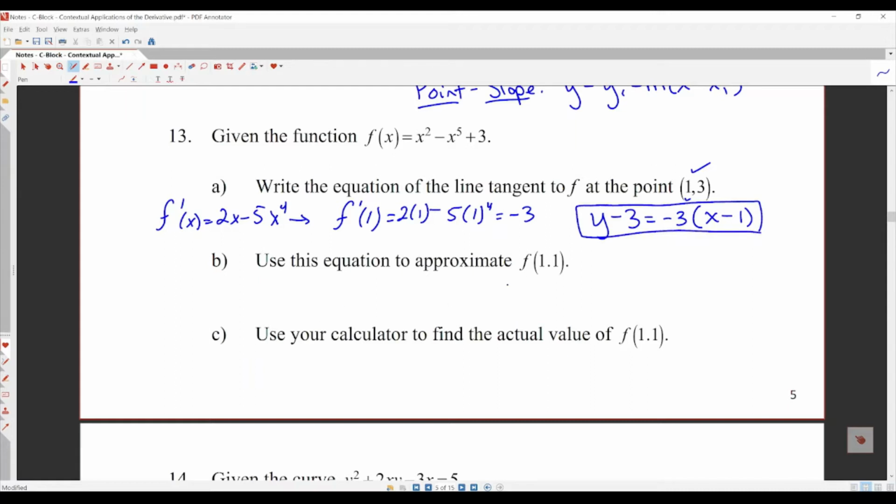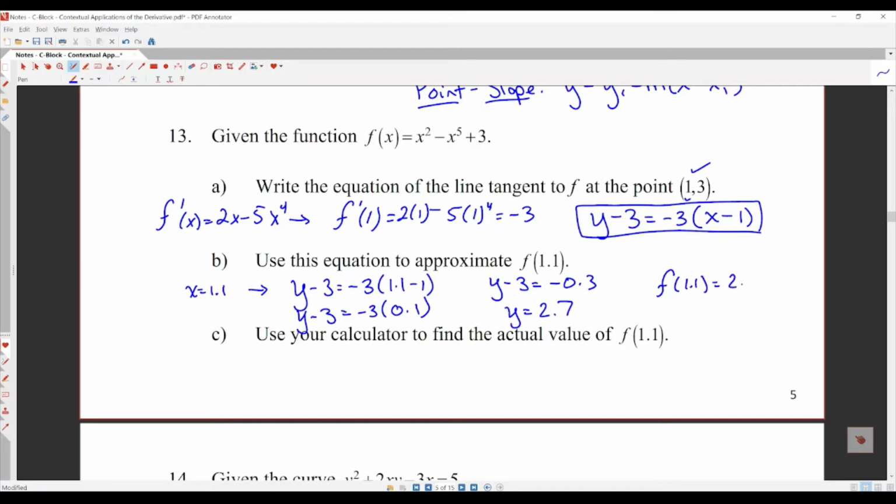Use this equation to approximate f of 1.1. So now I'm just going to go to my equation, and I'm going to let x equal 1.1. So I get y minus 3 equals negative 3 times 1.1 minus 1. Do the math in the parentheses. 1.1 take away 1 is 0.1. Multiply that by negative 3, I get negative 0.3. Add 3 to both sides, I get y equals 2.7. So f of 1.1 equals 2.7.